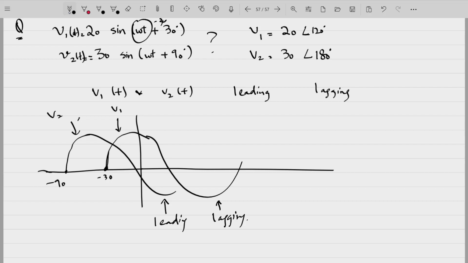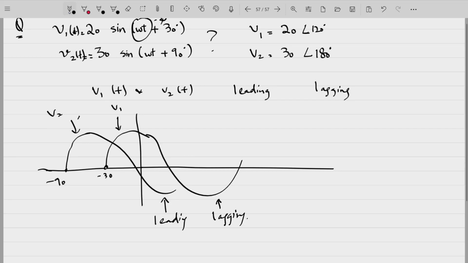उसके बाद simply आपको sinusoidal waveform बनानी है, अब 0 पे कितना वैल्यू होगा वो आप देख सकते हो. v2(t) at omega t equal to -90 degrees, this angle will be 0, sine 0 will be 0, so it will be 0 at -90 degrees. So it will start from there. So you can see that v2 has already started, v1 is starting much later. So v2 is leading, v1 is lagging.